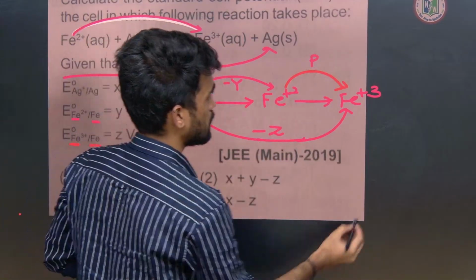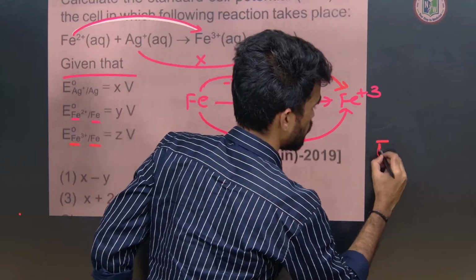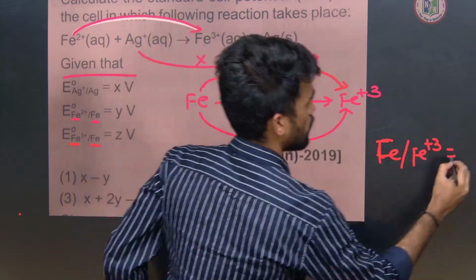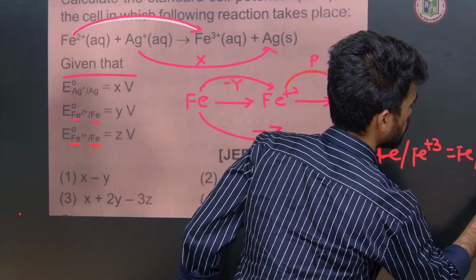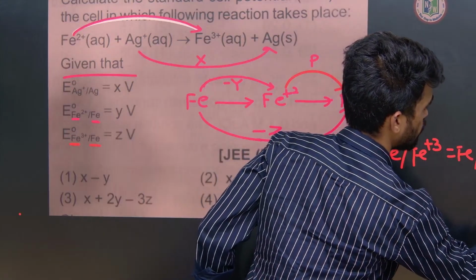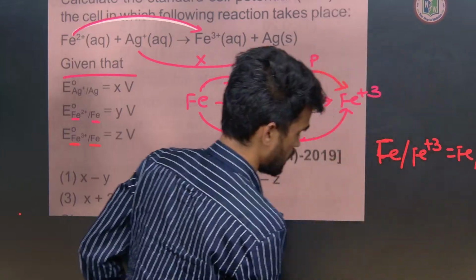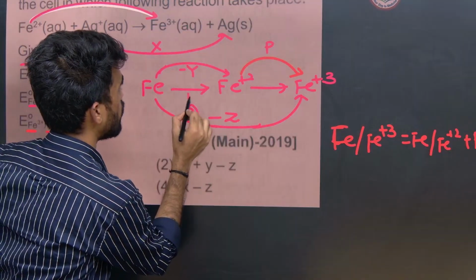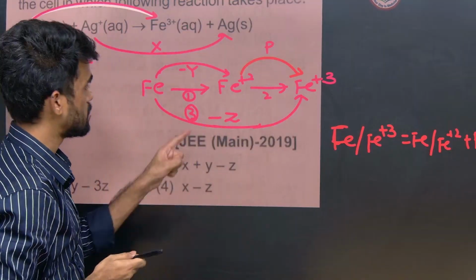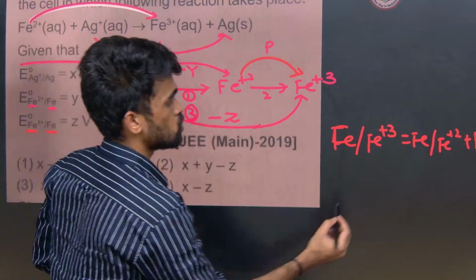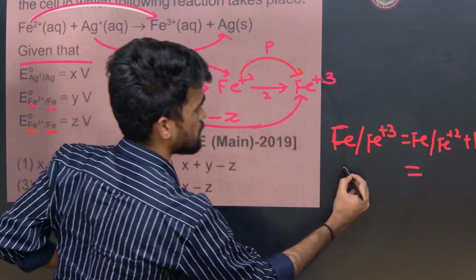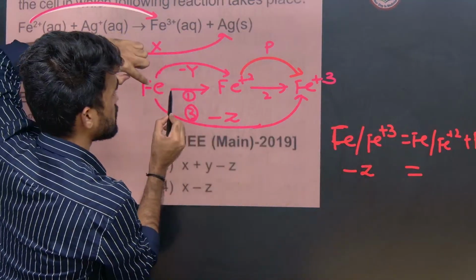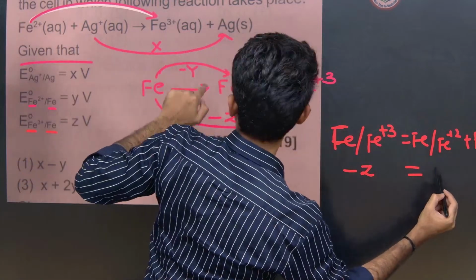So for Fe to Fe plus 3, I can write Fe to Fe plus 2 plus Fe plus 2 to Fe plus 3. Like this we can write it in two steps. It means step 3 equals step 1 plus step 2, I am writing. So for step 3, how much is it? Minus z. So for step 3 I am taking minus z. For step 1, how much is it? Minus y.